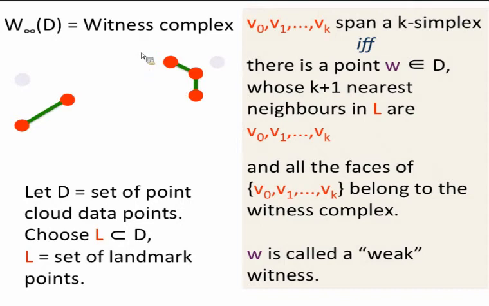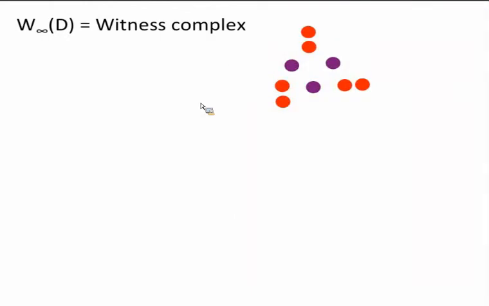And again, we don't care about these points right here. They weren't in our set of landmark points. We can consider them to be weak witnesses. So this is the sort of weak witness complex. There are other witness complexes that we will also discuss a little bit later. So that is one of the witness complexes. Any questions on that? Let's take a look at another witness complex.